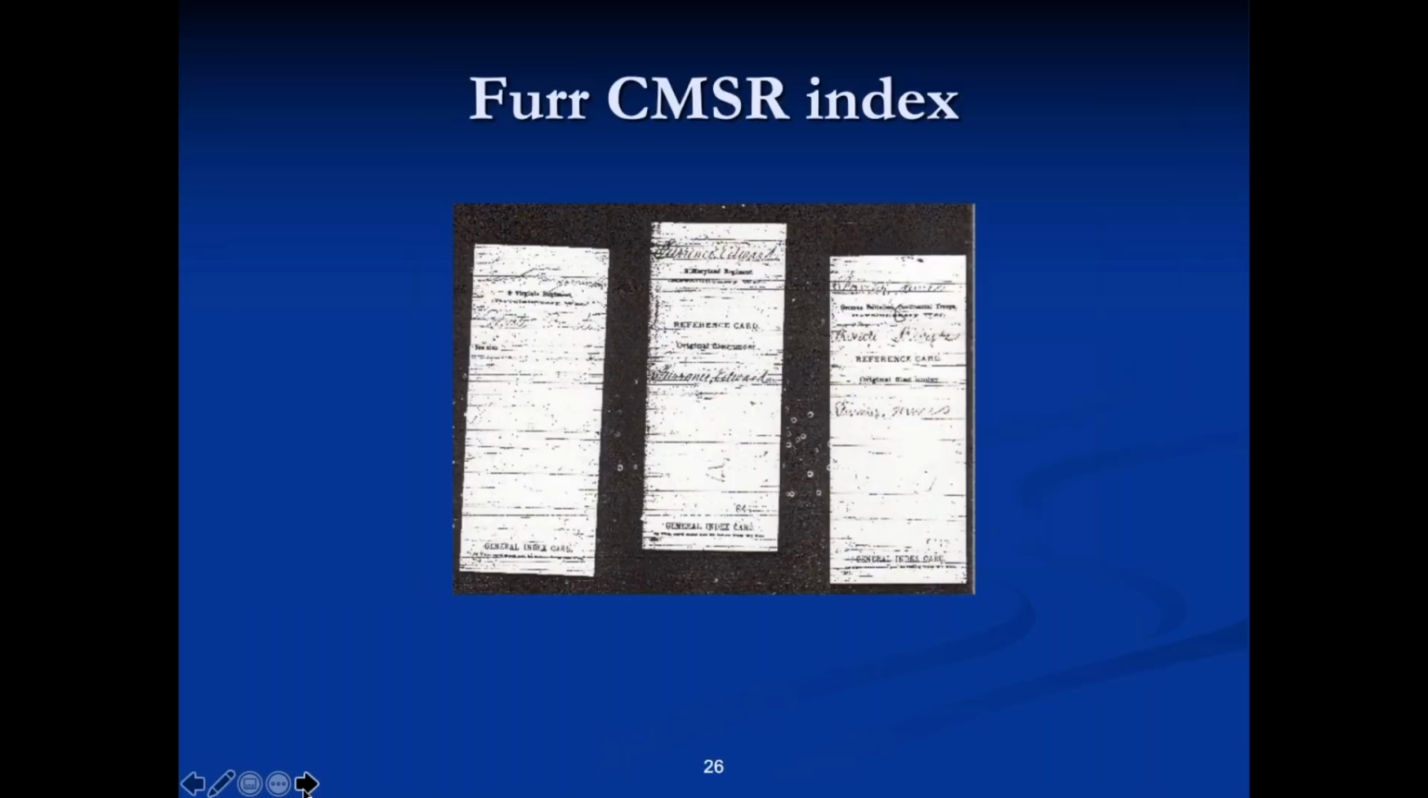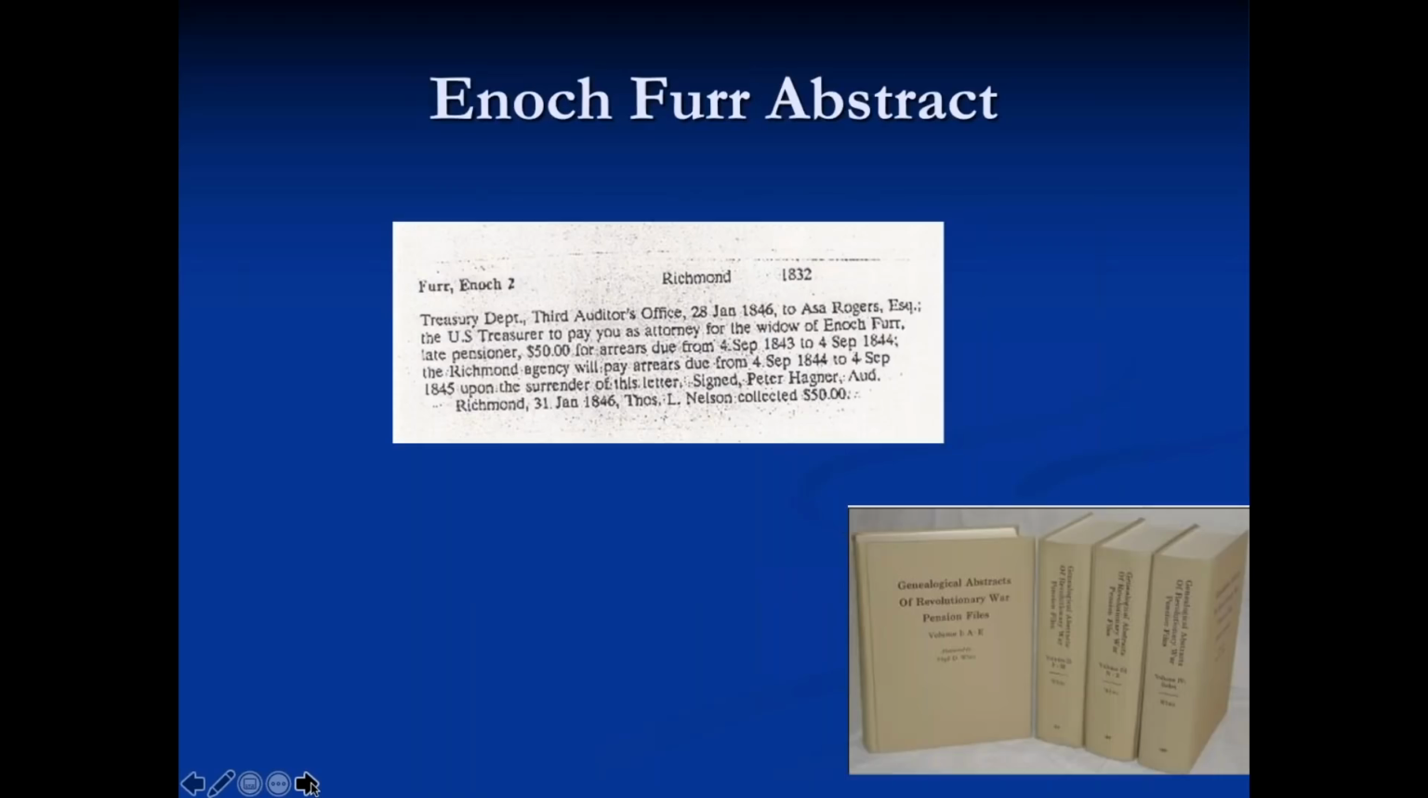If you have someone with a pension, the pension is going to lead you to their service, but you may find that they in fact do not have a compiled military service record. Enoch Furr is an individual who doesn't have a compiled military service record, but he does have a pension. When you look at Virgil White, you'll see that he tells us about Enoch. He says who his lawyer was, Asa Rogers. He talks about his widow.